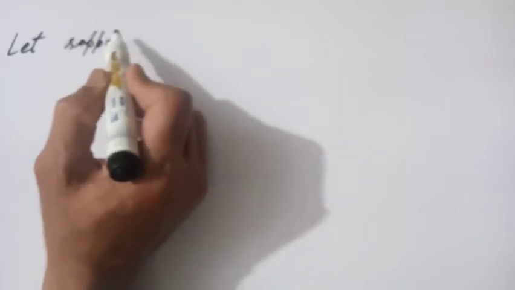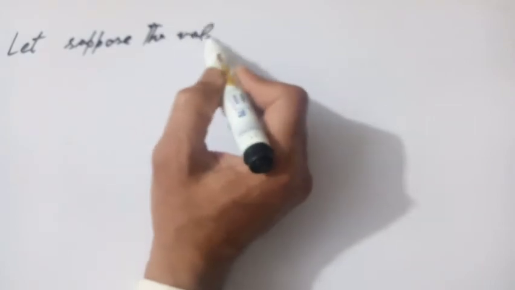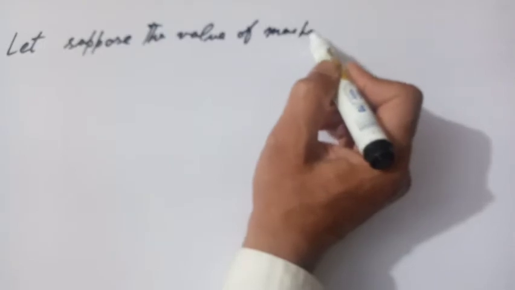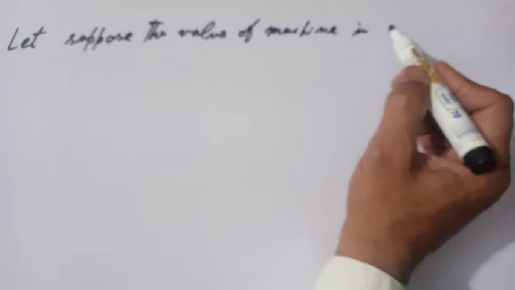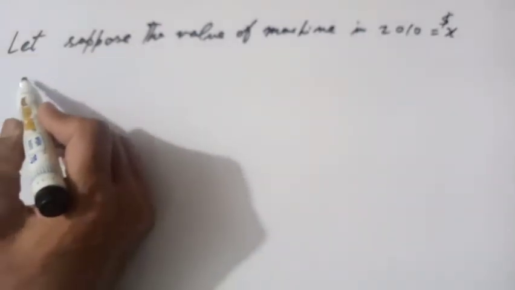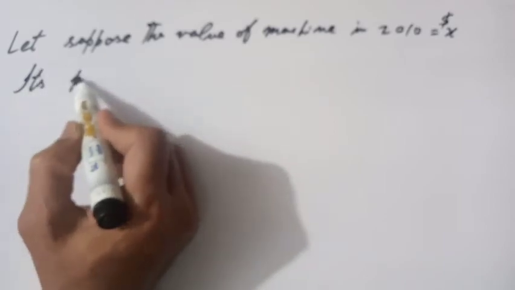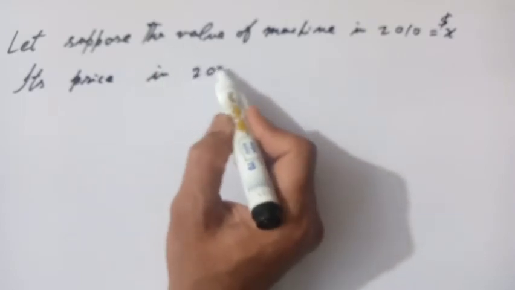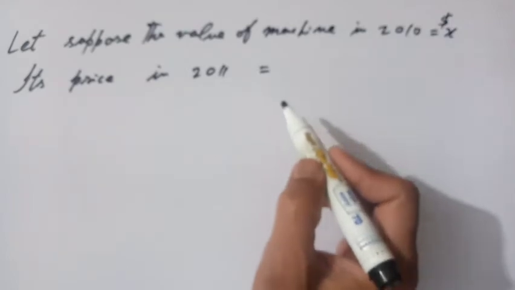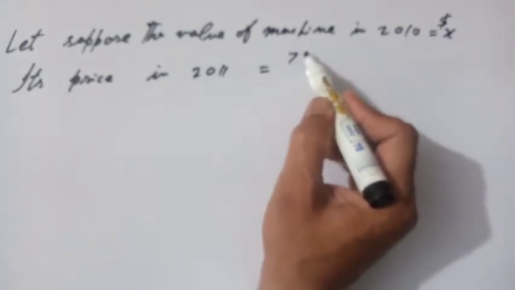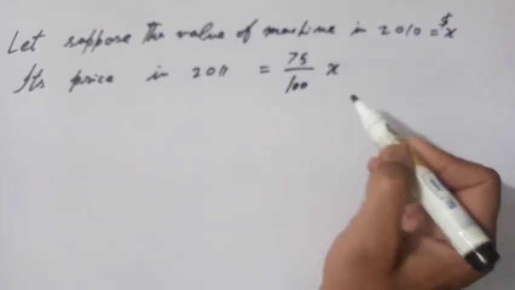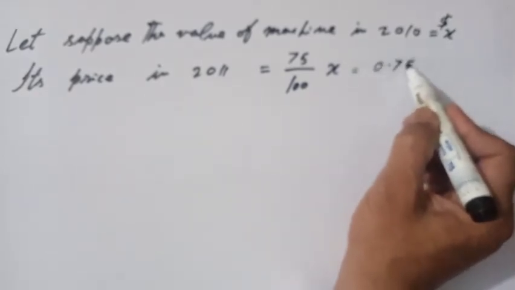Let's suppose the value of machine in 2010 equal to X dollars. Then it depreciates 25% by every passing year. Then its price in 2011 it would be, जब 25% कम होगी तो 100 में से 25 माइनस कीजिए, would be 75% of X, so would be equal to 0.75x, right?